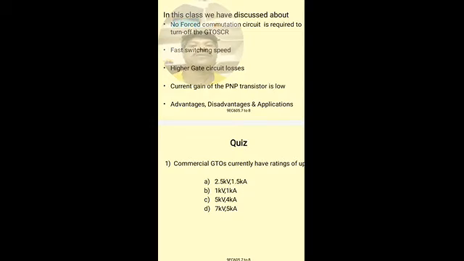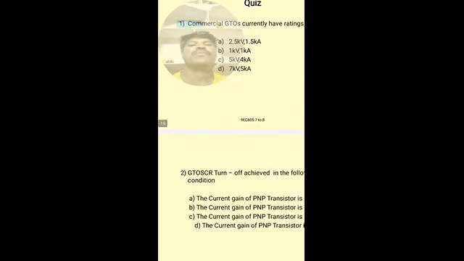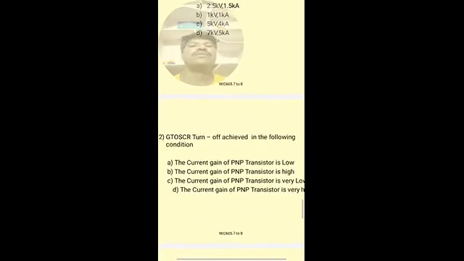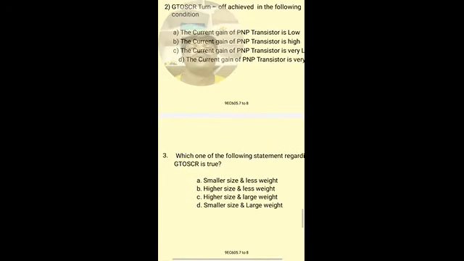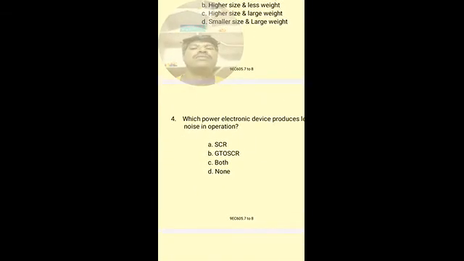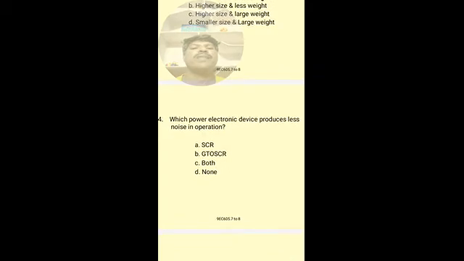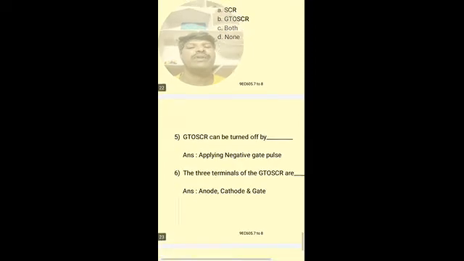Coming to the commercial GTOs, they currently have ratings of up to 2.5 kV voltage and 1.5 kiloamperes current. GTO SCR turn off is achieved in the following condition: current gain of the PNP transistor is very low. Which of the following statements regarding the GTO SCR is true? Smaller size, less weight. Which electronic device produces less noise? GTO SCR, having low noise. GTO SCR can be turned off by applying a negative gate pulse.